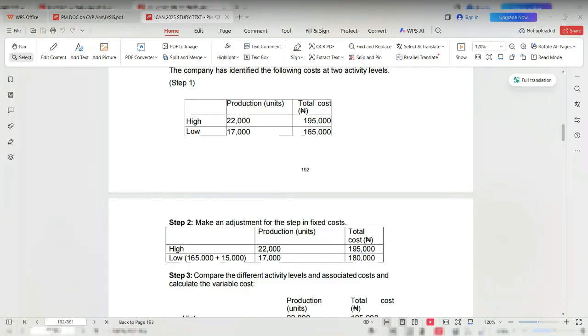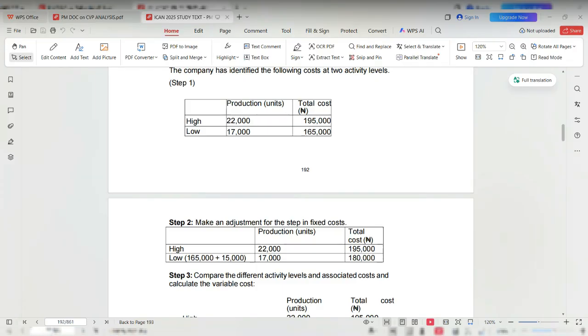So our variable cost per unit will now be what? 15,000 divided by 5,000. Then we have 3. 3 naira. Yes, 3 naira. That is our variable cost per unit. So let us now separate it.